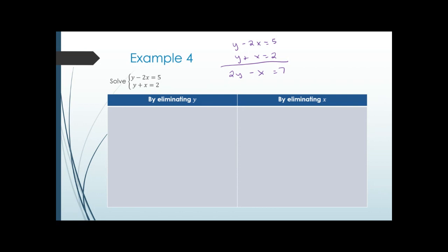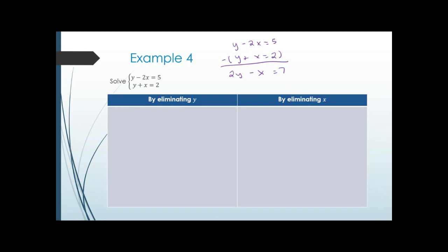So if you look at this, let's say I want to get rid of the y. If I want to get rid of the y, I need the y's to have the same coefficient and be opposite in sign. Right now they both have a coefficient of 1, but they're the same sign. So I can multiply one of the equations, it doesn't matter which one, by a negative so that they are opposite in sign.